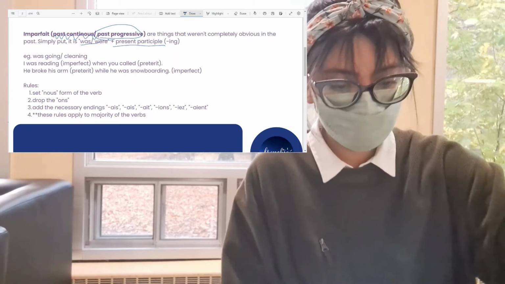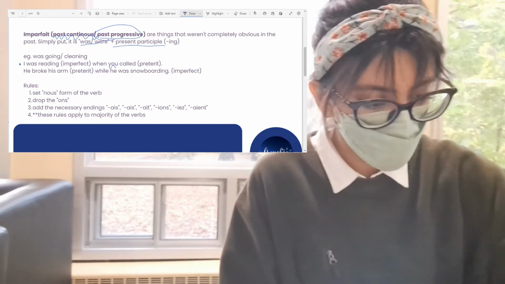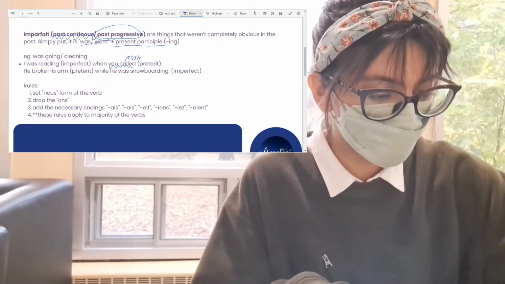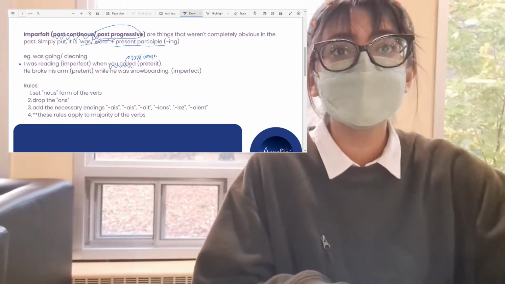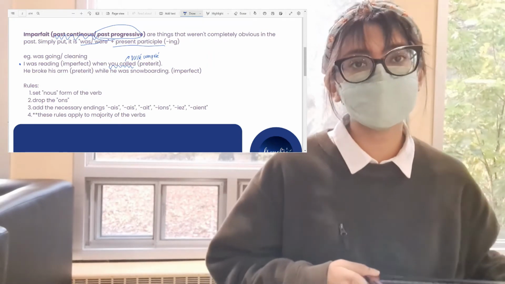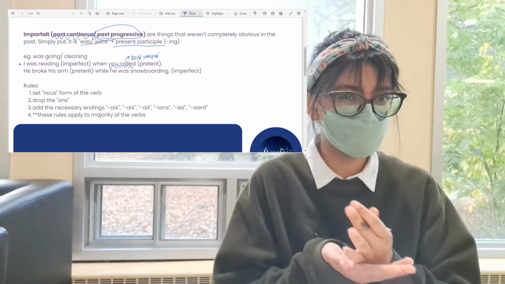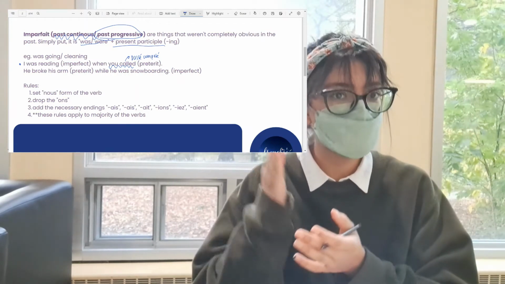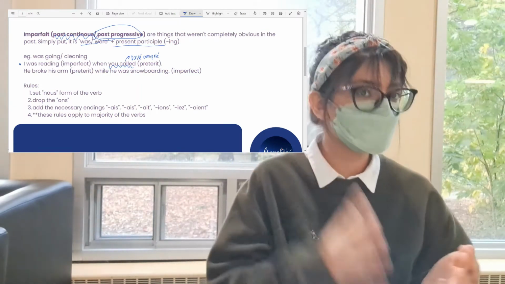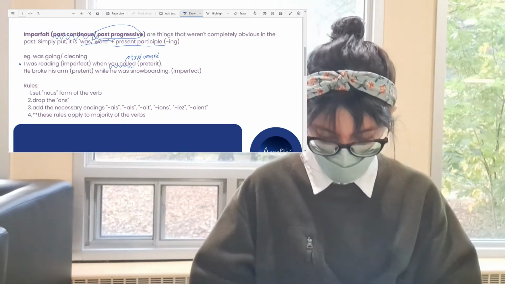Another example I've mentioned is I was reading when you called. So you called is the perfect, and it's also known as le passé composé. The imperfect is more like the past continuous, whereas the passé composé is something that just happened at that specific moment. So when something happens at a specific moment, you would use the passé composé, whereas something that is happening for a continuous amount of time, you would use l'imparfait. That is extremely important for you to understand.